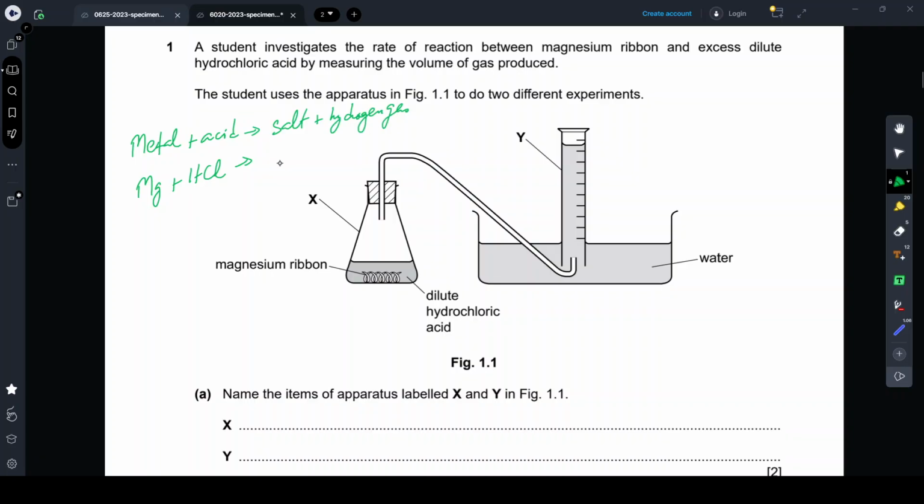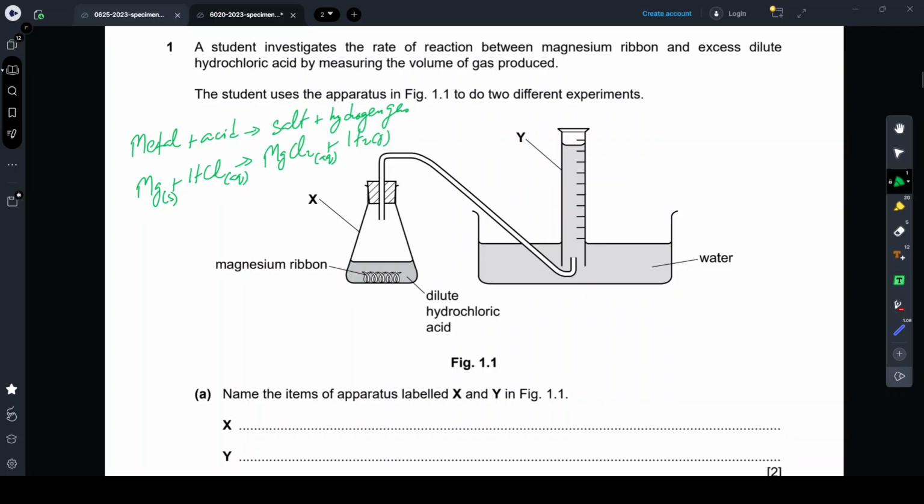What's the salt you're going to get out of this? Magnesium chloride, and the gas would be hydrogen gas. So this is gas, this is aqueous and this is solid. Is it important to write the state symbols as well? It is important to put in the state symbols when you're writing down equations, right?